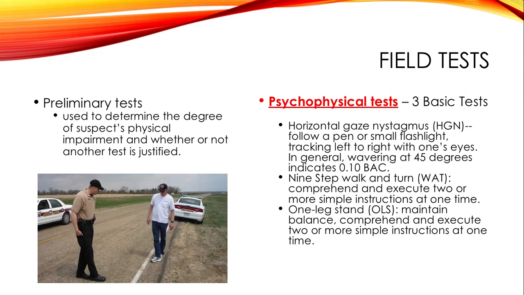Additionally, you can test using preliminary tests that are used to determine the degree of somebody's physical impairment and whether or not another test is justified. And there are psychophysical tests, three common ones that you might have seen if you've ever seen any cop shows. You can test somebody's eyes to see whether they are tracking or not. You can have what's called a nine-step walk and turn, to see if you can step one foot in front of the other. And a third possible test is a one-leg stand to see if you can maintain your balance and follow instructions. So these are all tests that a cop would do to see whether you are driving drunk or not.